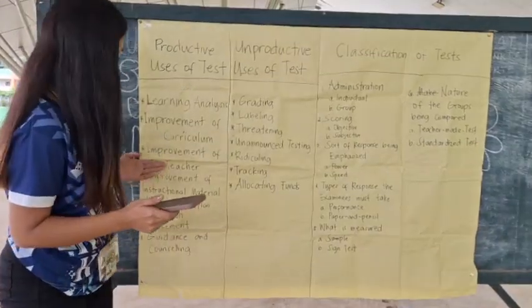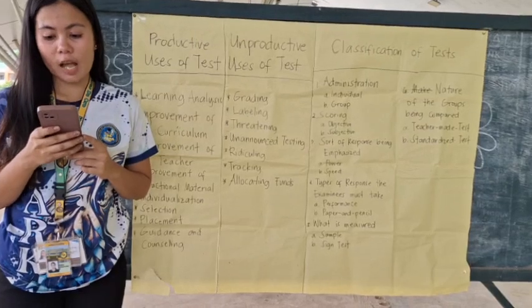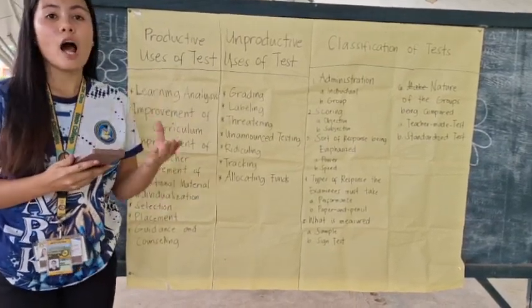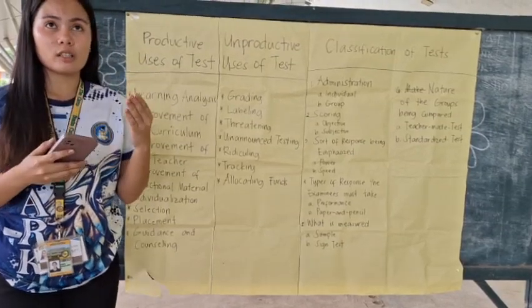So next is improvement of teacher. In a reliable grading system, the class average is the grade the teacher has earned. So test results help teachers get better at teaching, for their teaching ability.